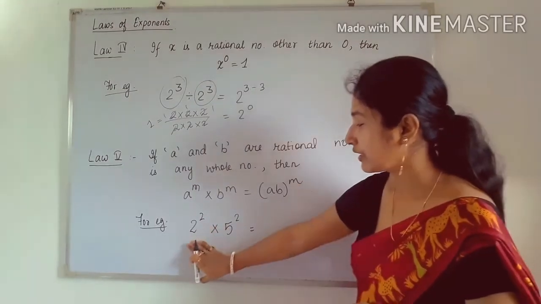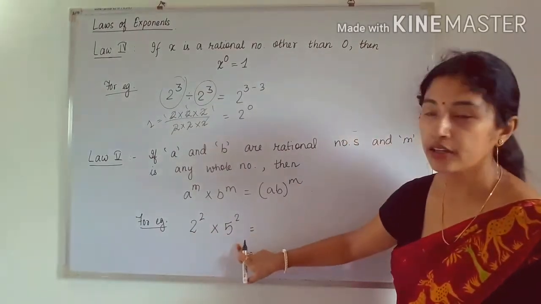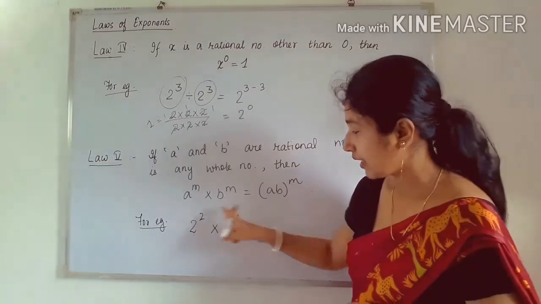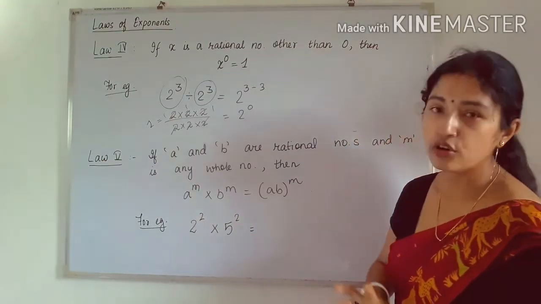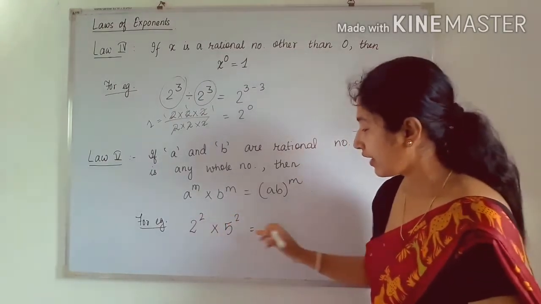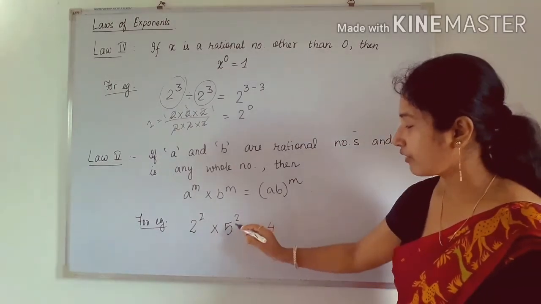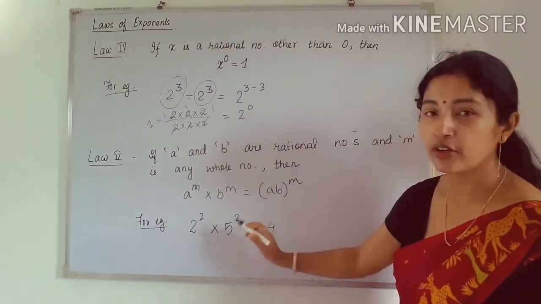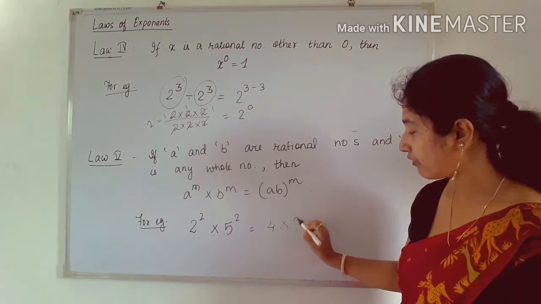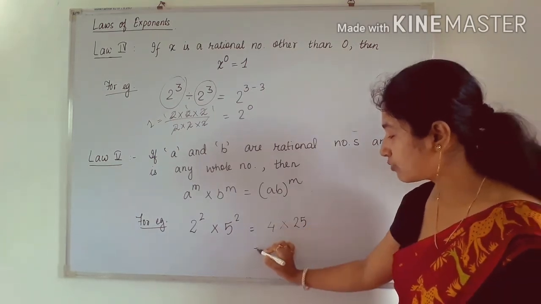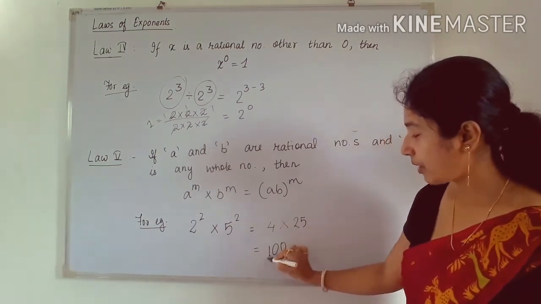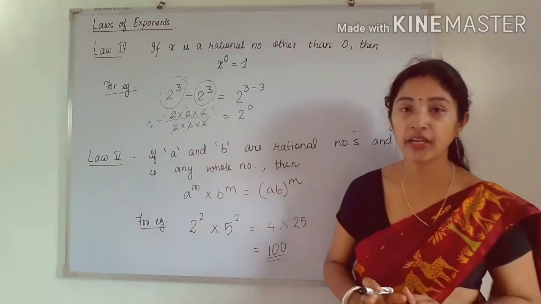So see, I have taken one example. See here, bases are different and powers are same. So what we can do? First of all, I am expanding it. If I expand it, 2 square will be 4, 2 2s are 4, and 5 square can be written as 5 into 5, which will be 25. And 25 4s are 100. Okay, so I am getting 100 when I am expanding it.